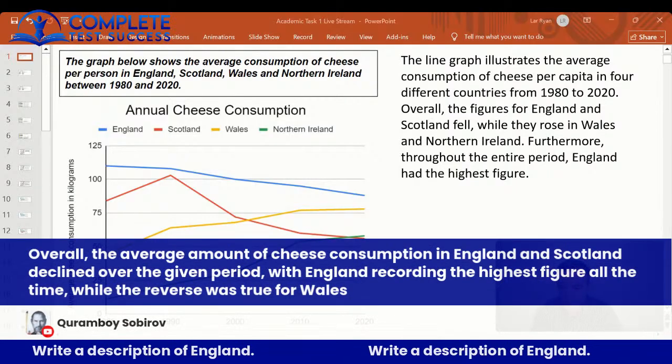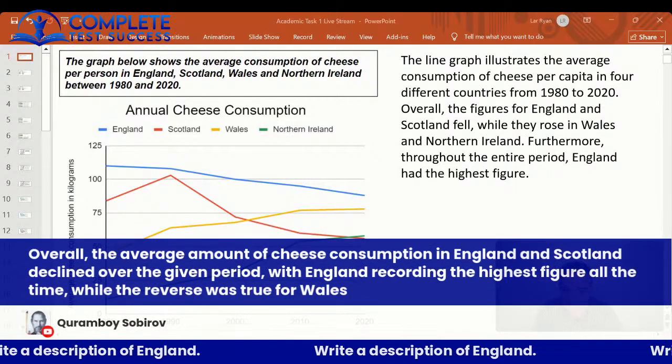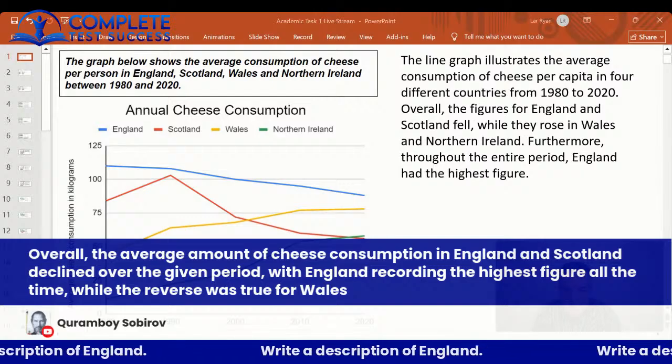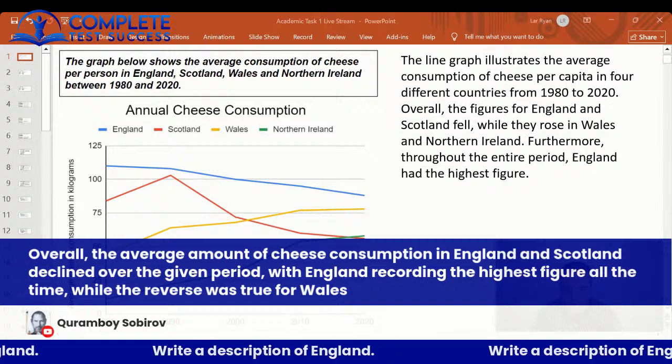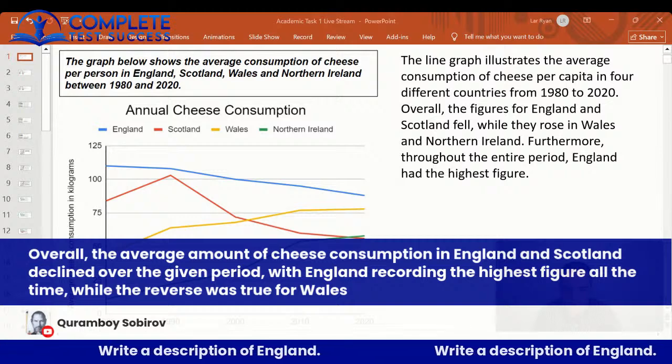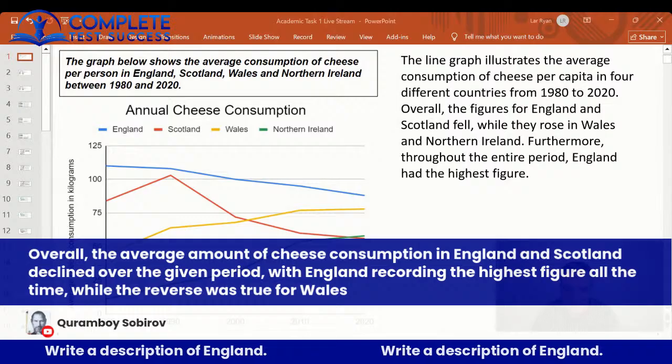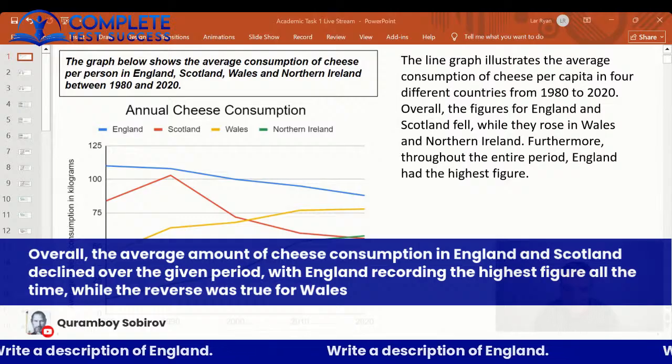Okay, and Coramboy: "Overall, the average amount of cheese consumption in England and Scotland declined over the given period, with England recording the highest figure of all time, while the reverse was true for Wales."